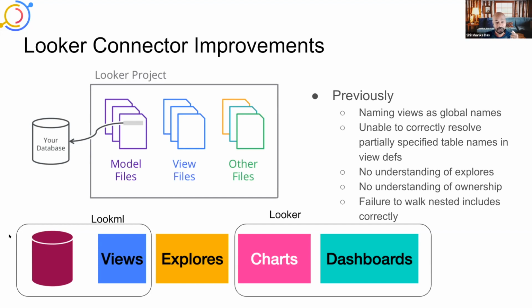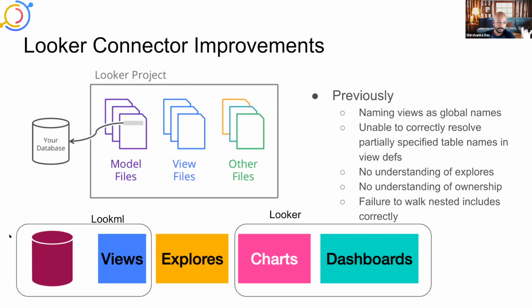What's in a project? Well, there are model files. That's kind of like a namespace. And model files include view files, so you can have views inside a model. Think of it like views in a database or views in a schema, I guess. And they also include other files, like your dashboard files and things like that. So these are kind of the file-oriented view of what a Looker project looks like.